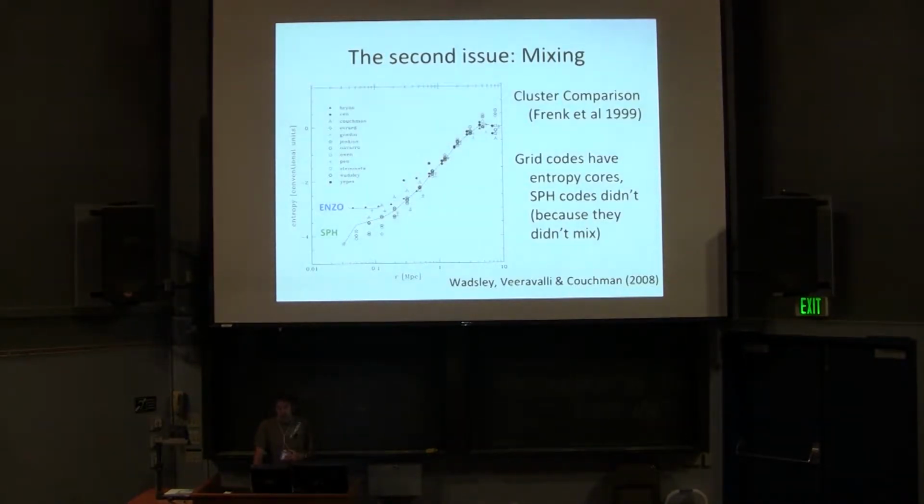This was actually identified first in the cluster comparison, another comparison project that Carlos Frenk and Simon White and others put together based on one of those Santa Barbara workshops. The outcome of that was something people weren't aware of, which was that the grid codes, and ENZO was the only one which had enough resolution to see this, formed a core. And the SPH codes seemed to have a kind of cusp in the entropy distribution. And how does that happen?